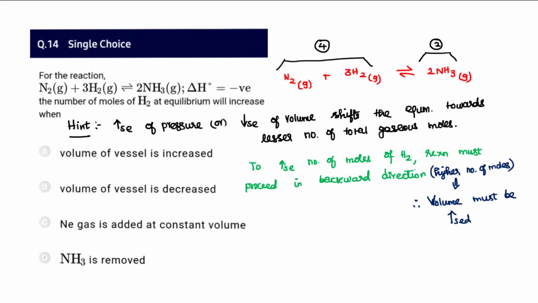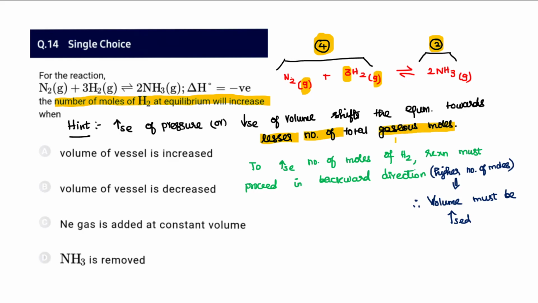Next, question number 14. N2 plus 3H2 giving rise to 2 ammonia, an equilibrium, with Le Chatelier's principle. The number of moles of hydrogen must be increased at equilibrium. For that, what must we do? When all of these are gaseous, there are 3 moles of hydrogen and 1 mole of nitrogen, totally 4 moles of gaseous reactants. On the other side, there are 2 moles of ammonia, so 4 to 2. If you want to shift the reaction to the lesser number of moles, you have to increase the pressure. When the pressure is very high, the equilibrium shifts towards the lesser number of gaseous moles.